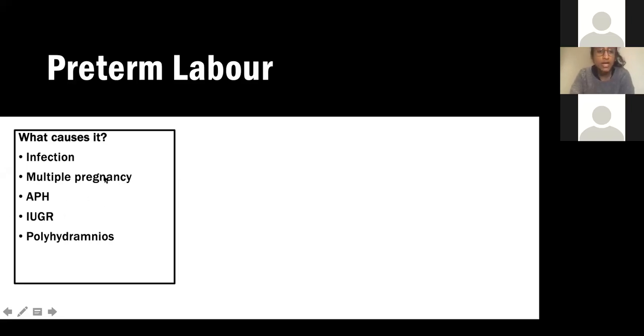I was actually looking for short cervix. So any kind of procedures on your cervix, good. Multiple pregnancies, yes. So any kind of infection, chorioamnionitis, good. So we've mentioned infection already, multiple pregnancy, yes. Antepartum hemorrhage as well can precipitate labor a bit earlier. IUGR, so growth restriction, which could be secondary to preeclampsia.